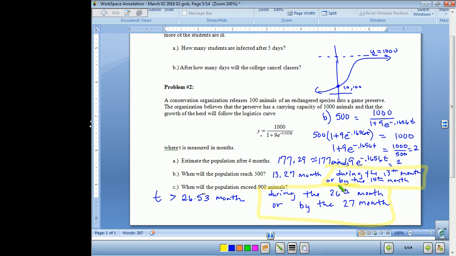I plugged it into what I think is right, but I got a way different answer. Oh, you do? Your calculator follows the order of operations.